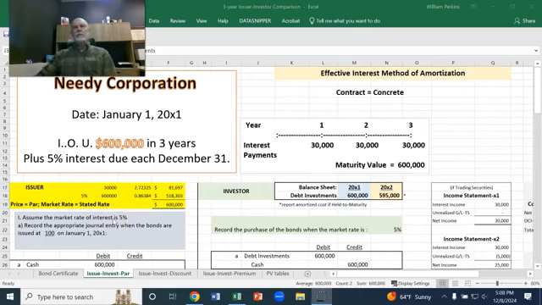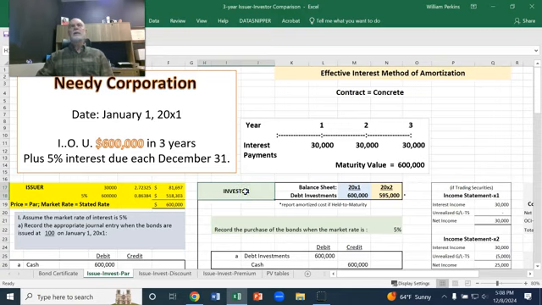Hey everybody, this is a quick illustration of how to account for bonds from the investor perspective. I also have the issuer's accounting entries on the left-hand side for comparison, but we're going to focus on the investor.